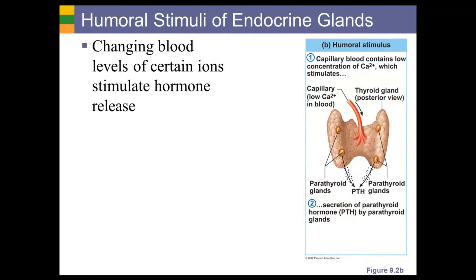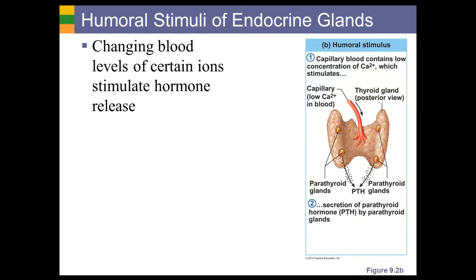Some hormones are released in response to changes in the levels of some substance in the blood. For example, the parathyroid glands release parathyroid hormone when blood calcium levels drop. Because the stimulus is a drop in calcium levels in the blood, this is an example of a humoral stimulus. Okay, a humoral stimulus is a change in some substance in the blood other than hormones.